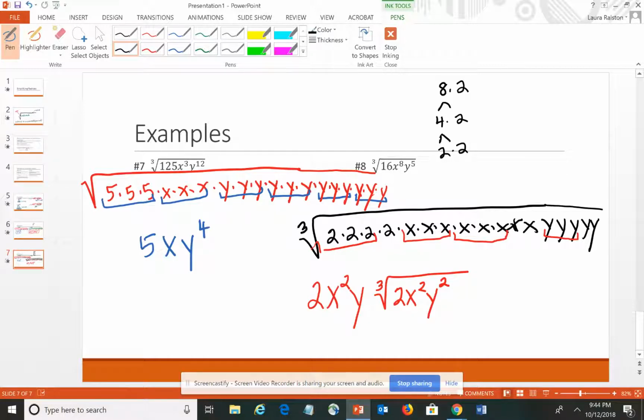Okay, this concludes the video on simplifying radicals, where there's going to be a second video to discuss how to rationalize the denominator. How do you deal with the problem when there is a radical in the denominator?